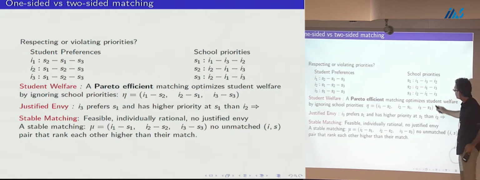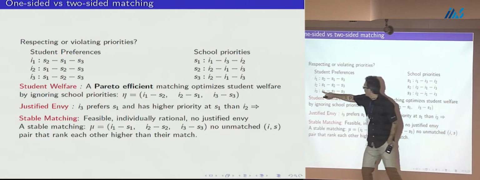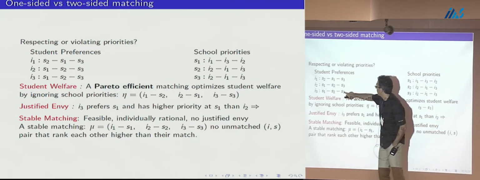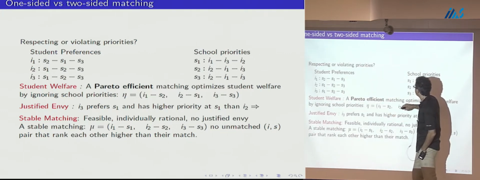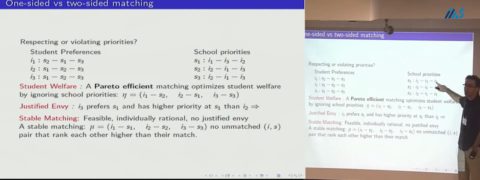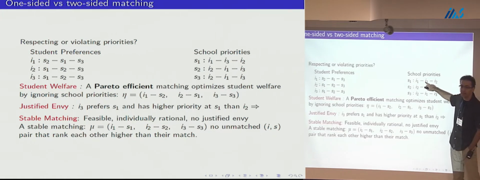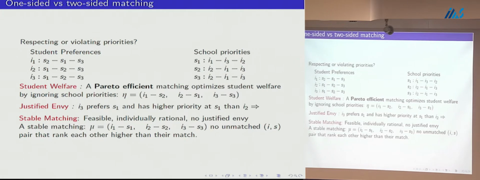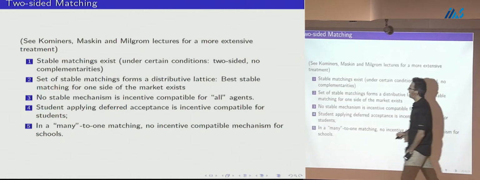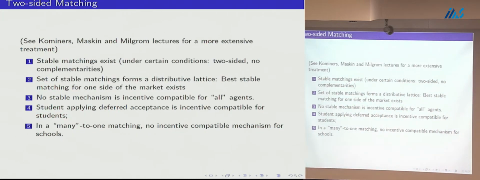The problem with that is student 3 prefers S1 to S3, but S1 goes to student 2 who has a lower priority than 3. That is what we call a blocking pair. If we want to avoid such blocking pairs, we end up with the stable matchings. So if that's all we want, we already know what we can do. And here is a very quick overview, and an extended treatment of this literature is available in previous lectures.